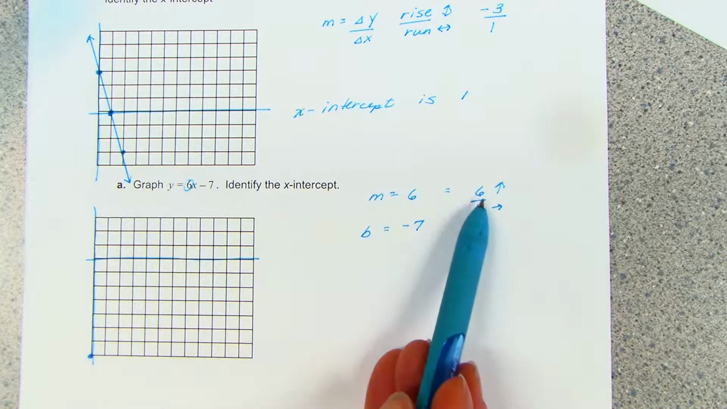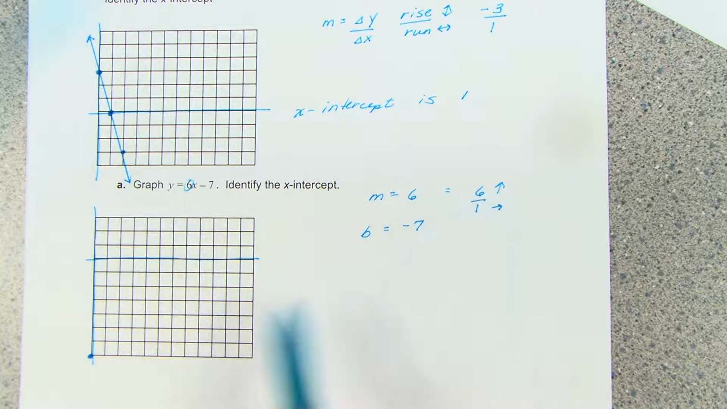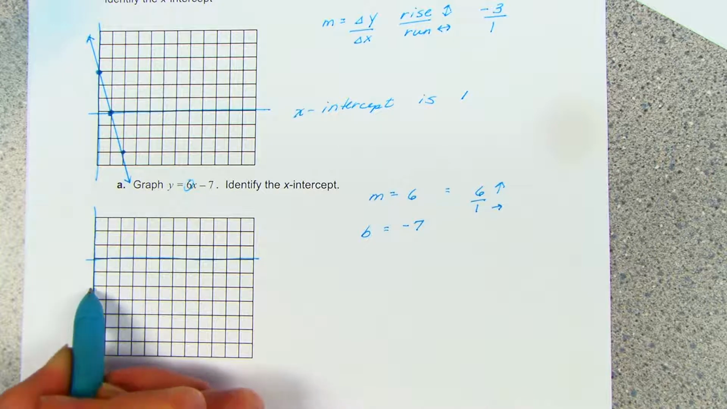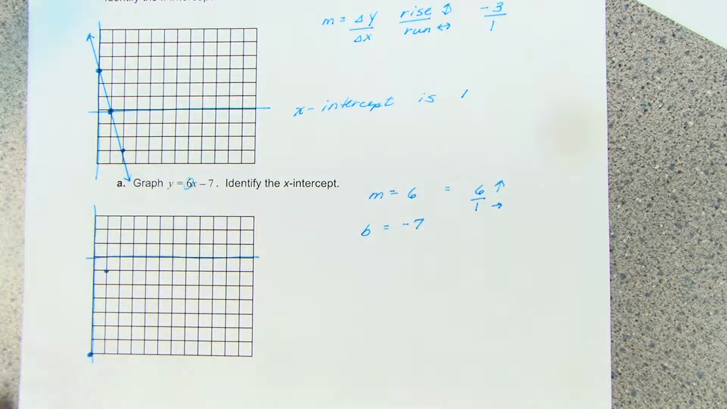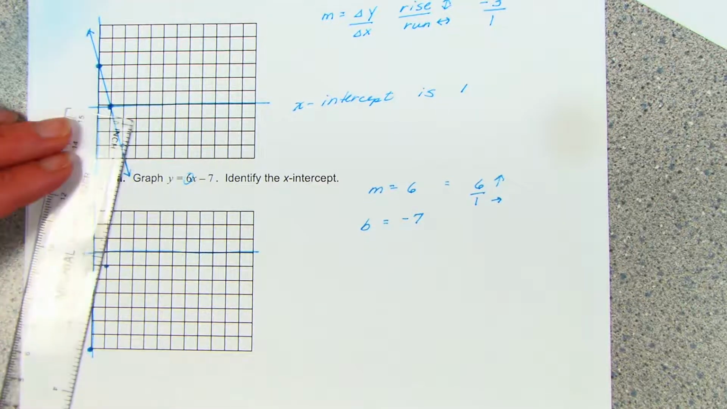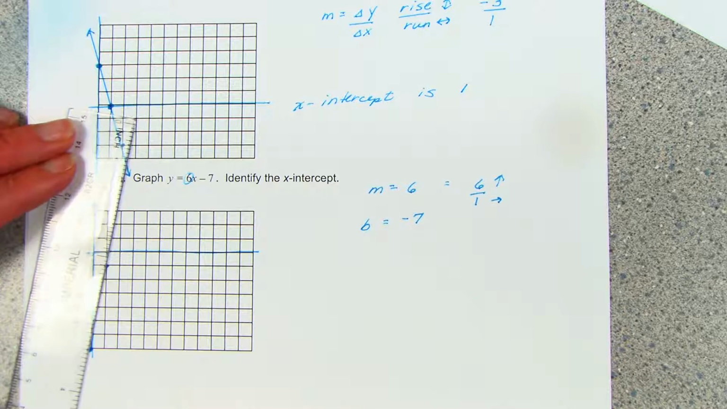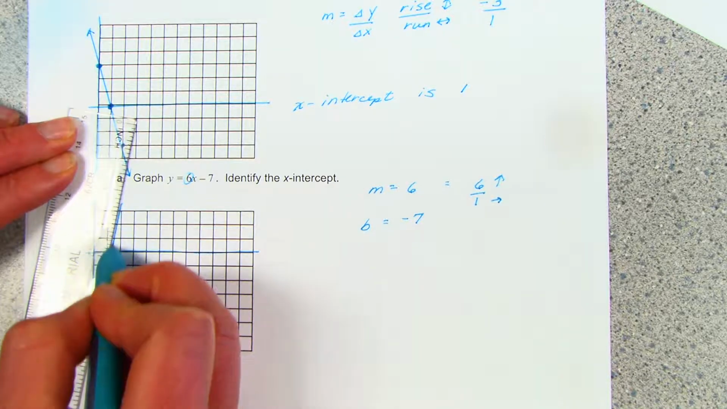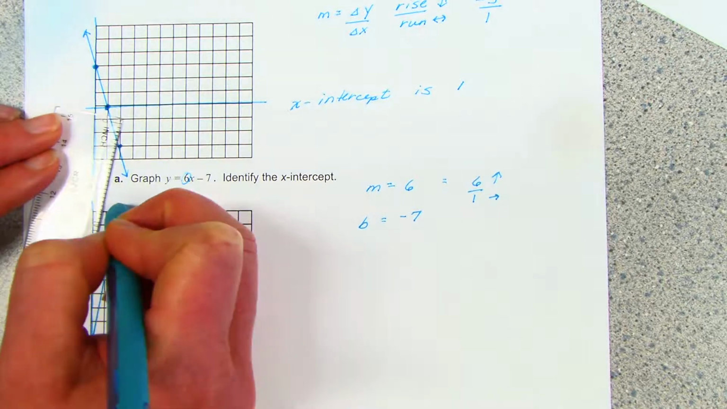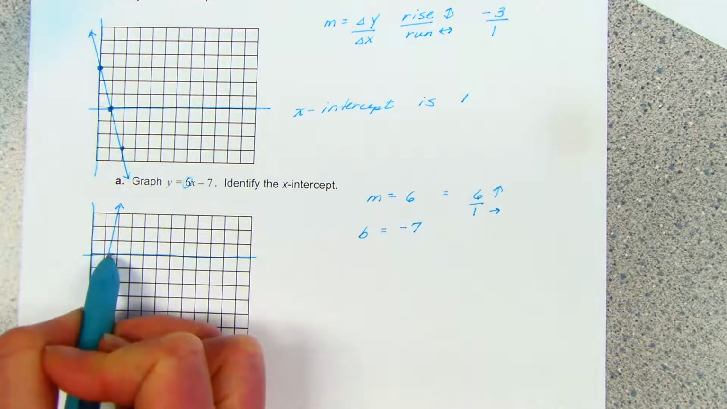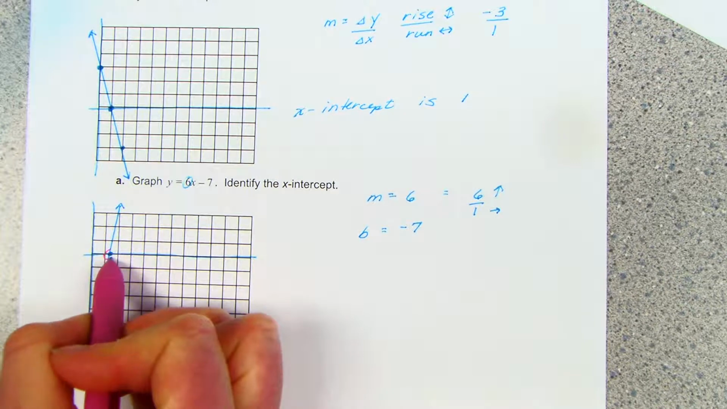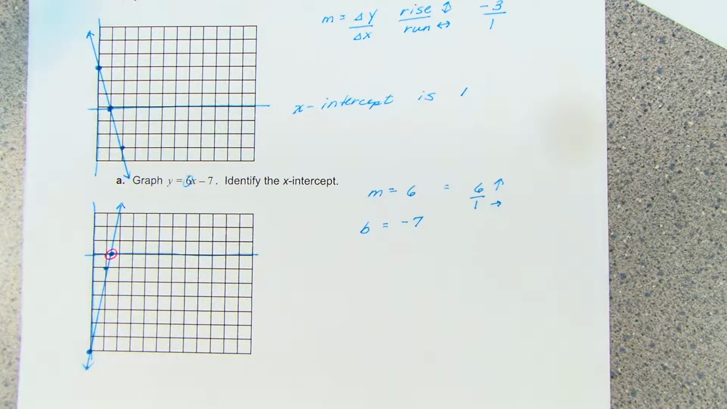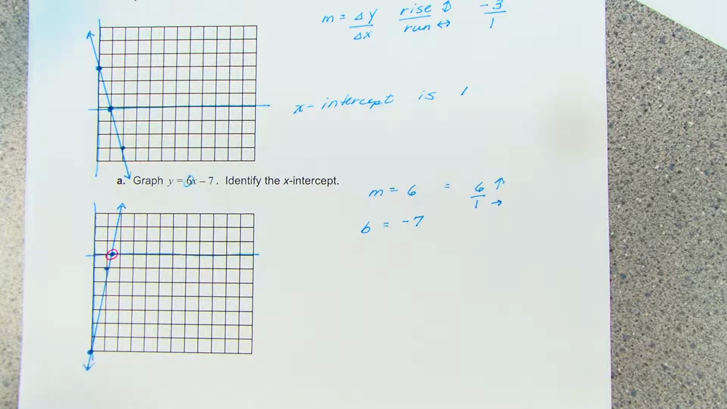So let's go 1, 2, 3, 4, 5, 6, 7. And then I'm going to go up 1 over 1, or sorry, up 6 over 1. 1, 2, 3, 4, 5, 6, and over 1. Now, you know what? I'm just going to draw that line because you'll be able to see what's happening. All right. So here is the x-intercept, right? I'll draw a circle around that. What point is that? Oh, it's hard to tell because it's not on a lattice point, right?